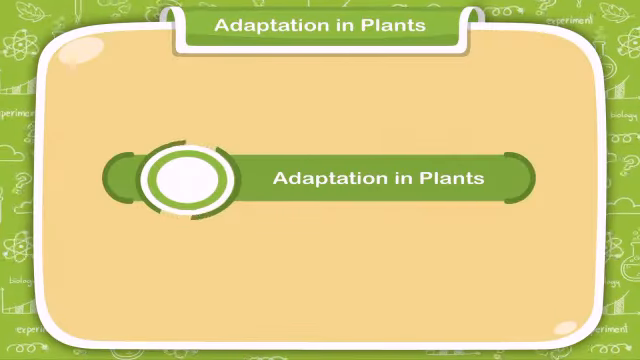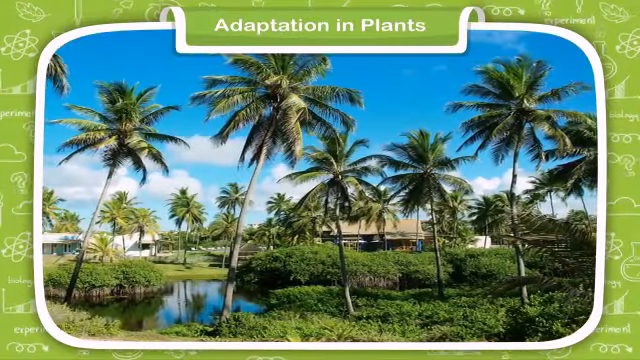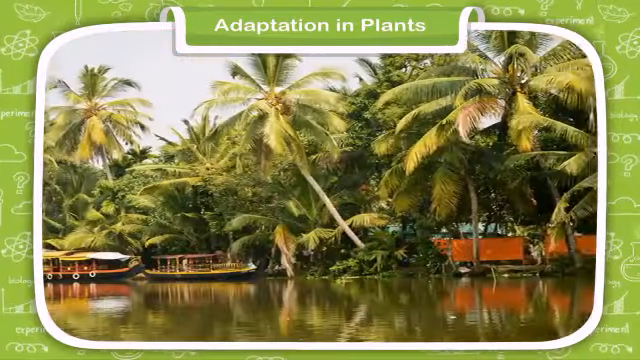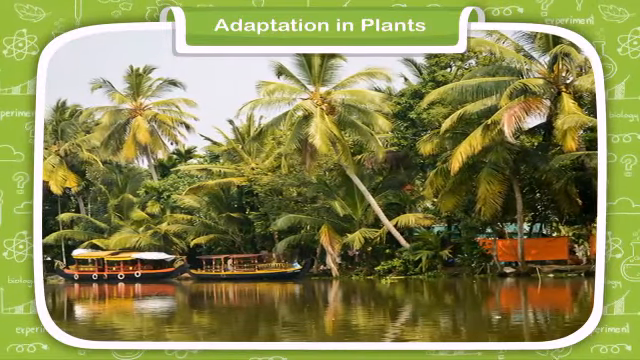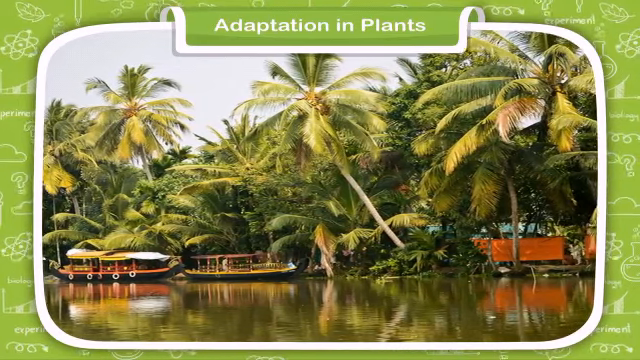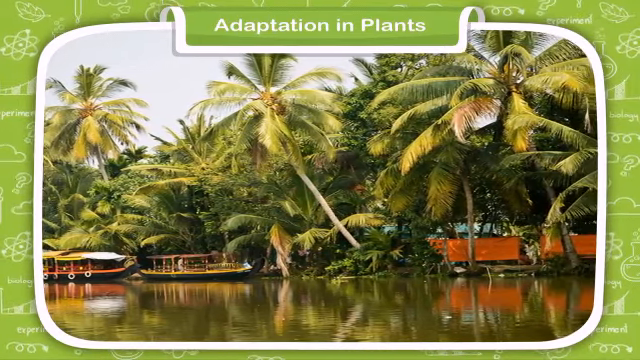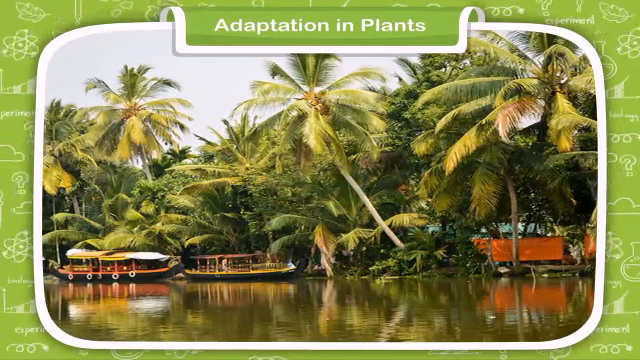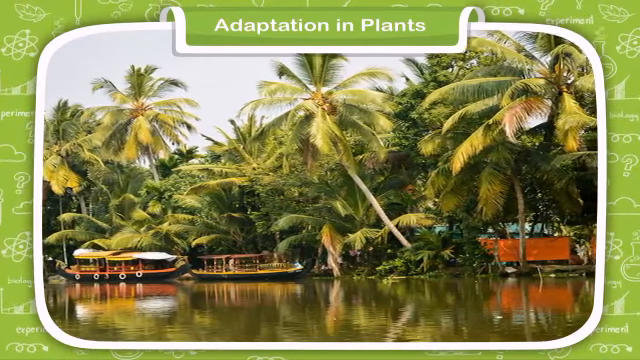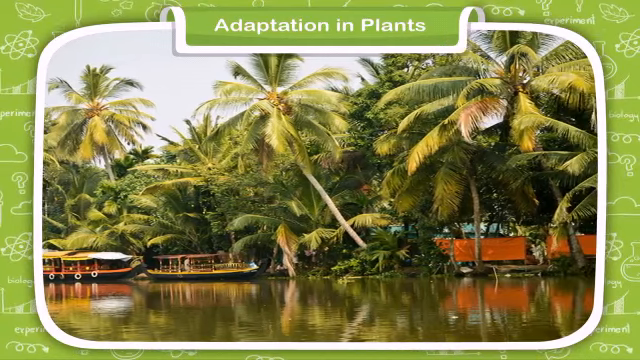Adaptation in plants. We can see coconut trees if we go to Goa or Kerala, and pine trees in the hilly regions of North India. You may wonder why these trees are so different from each other. Different plants grow in different types of soil, at different places, in different atmospheric conditions.